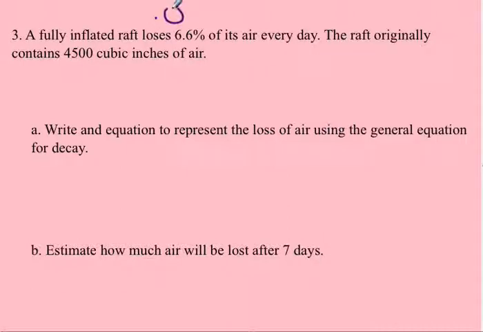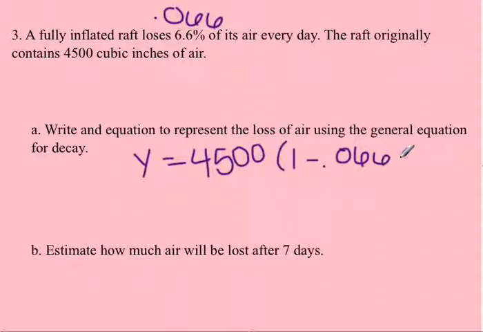Well, again, we want to convert that to a decimal, so we get 0.066. The raft originally contains 4,500 cubic inches of air. So first thing we want to do is write an equation that represents the loss of air. We're starting with 4,500, and then it tells us that we're going down. So when it's talking about decreasing, going down, then you know you need to use exponential decay. So 1 minus 0.066, and that's going to be raised to the x power.